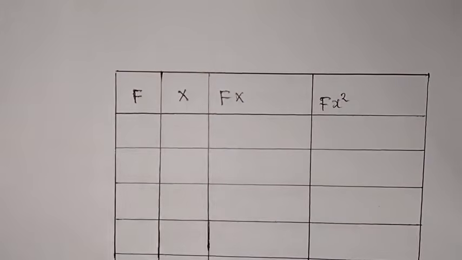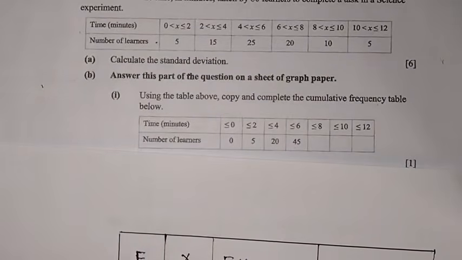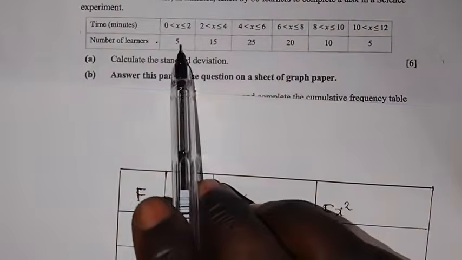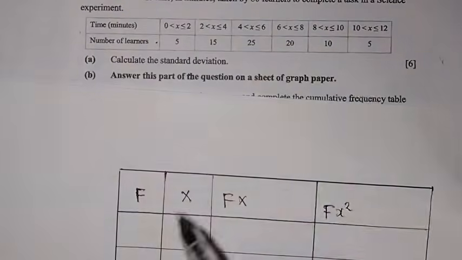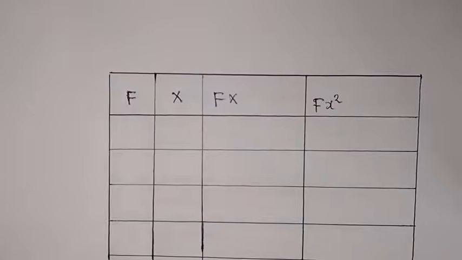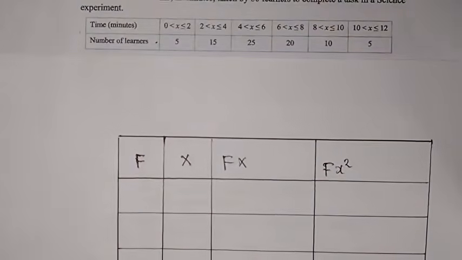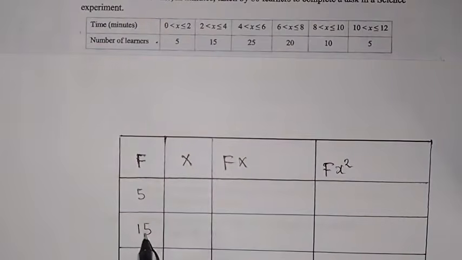Then here you put the frequency. So which one is the frequency? That's what you're going to put right here. I hope it's clear. So the frequency is 5, 15, 25, 20, 10, 5. These values, you'll be putting them this side. Okay, so let's see what you're going to have. So here, we are going to put 5. We're going to also write 15.